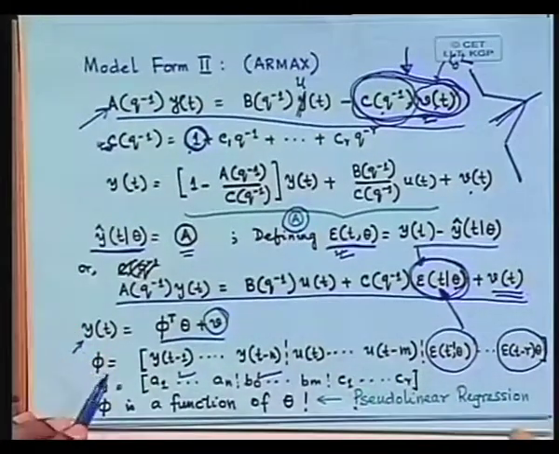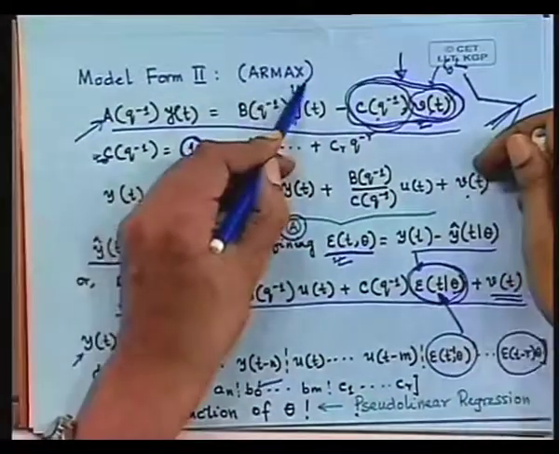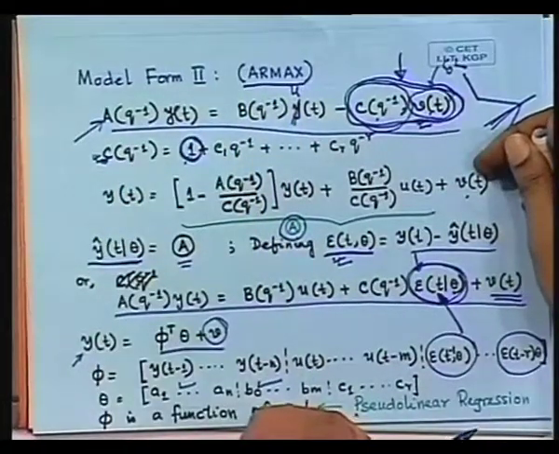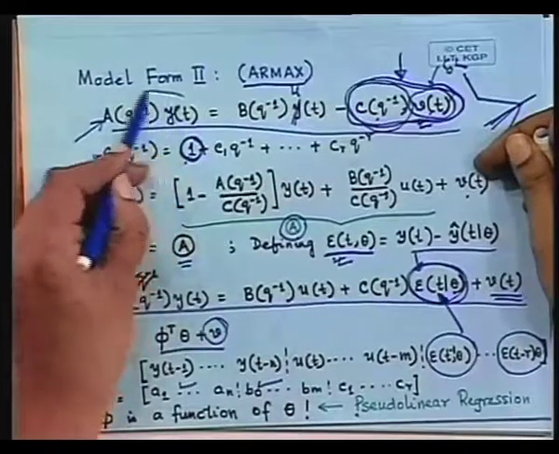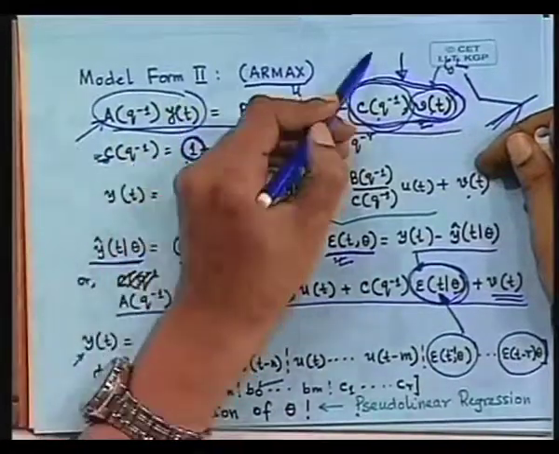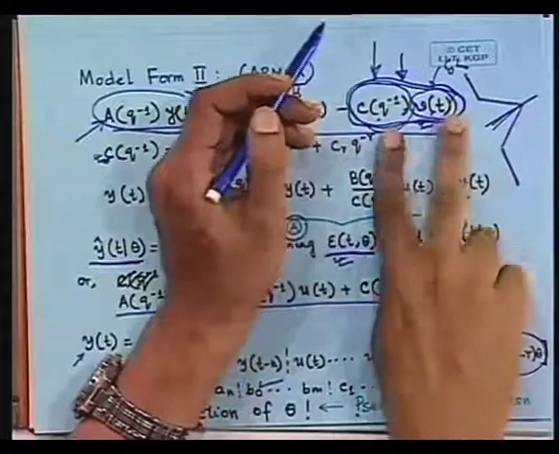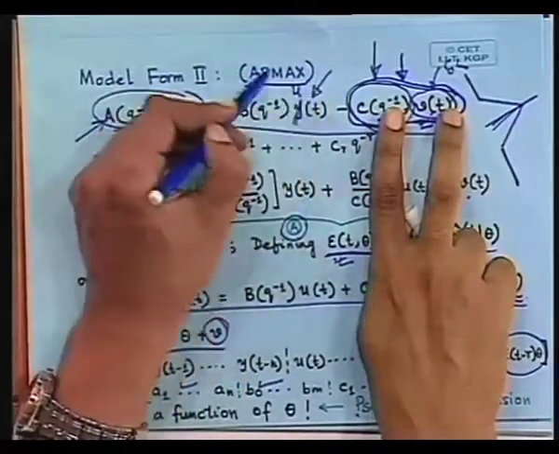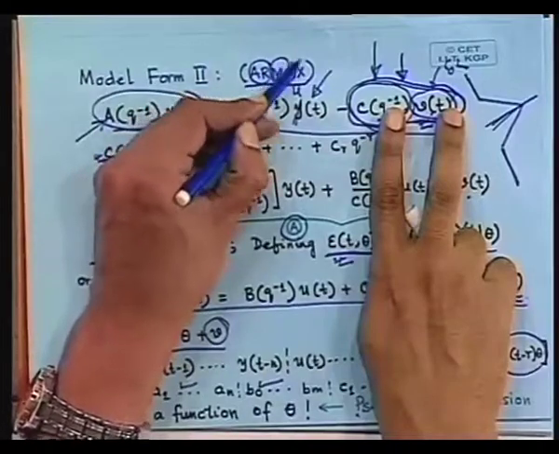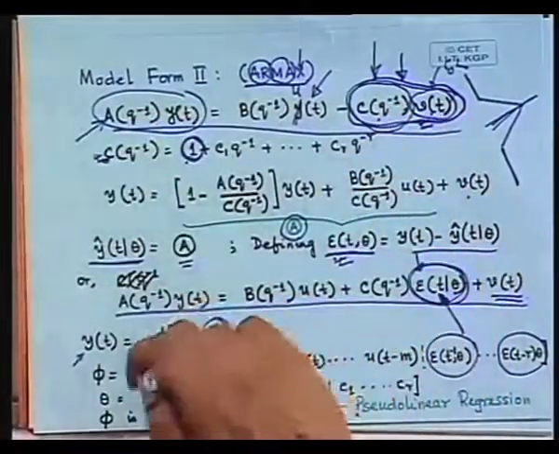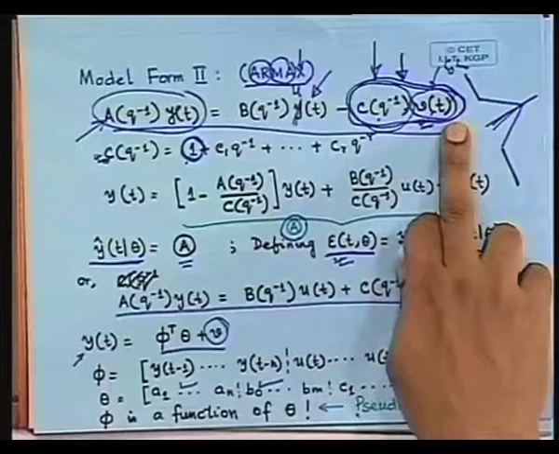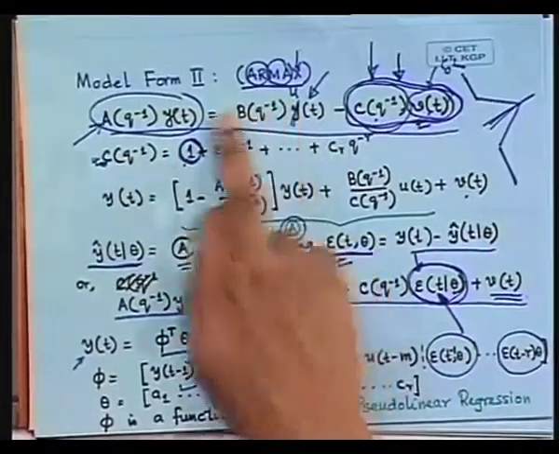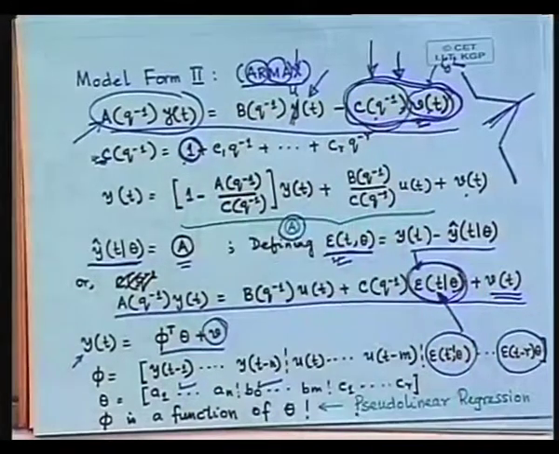So this model is called ARMAX. The previous one was ARX. Why? Because it contains an autoregressive component, it contains a moving average component, now an average of white noises, and it contains exogenous input. So AR, MA, and X. Previously it was only V, therefore it was only AR and X. Now it is AR, MA, X.